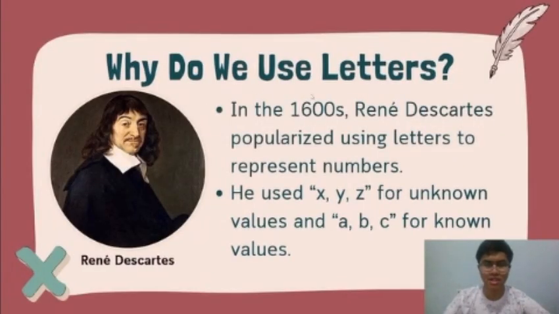Okay, so why do we use letters? In the 1600s, Rene Descartes popularized using letters to represent numbers. He used XYZ for unknown values and ABC for known values. So not only that he made algebra a lot more simple, but he also encourages many other mathematicians to learn more about algebra. Now that we already understand about the definition of algebra and the history behind it, we need to learn about the most important concept of algebra, and it is variable.